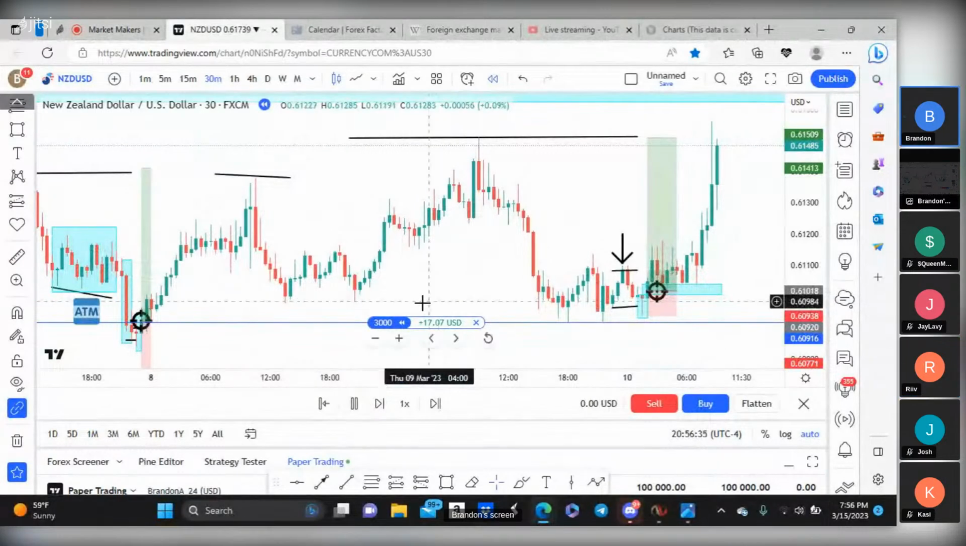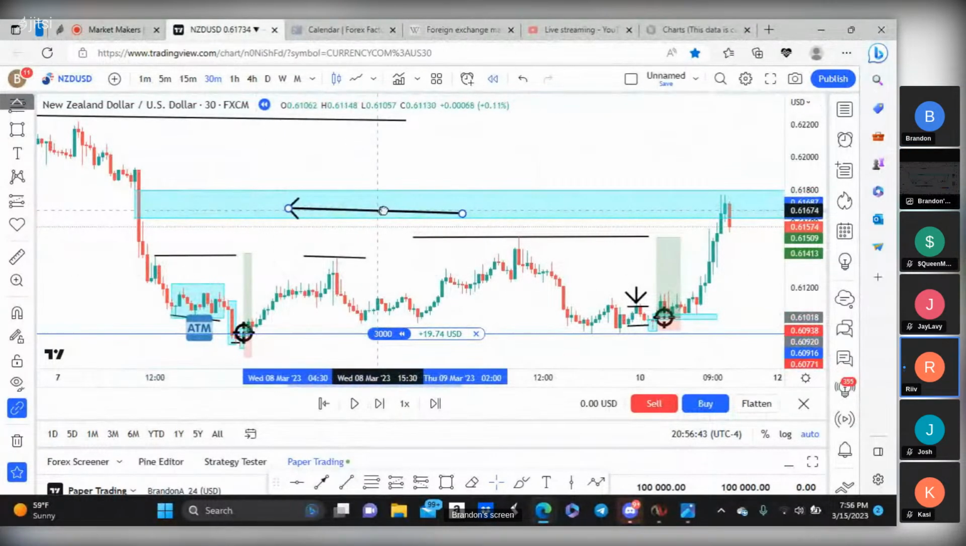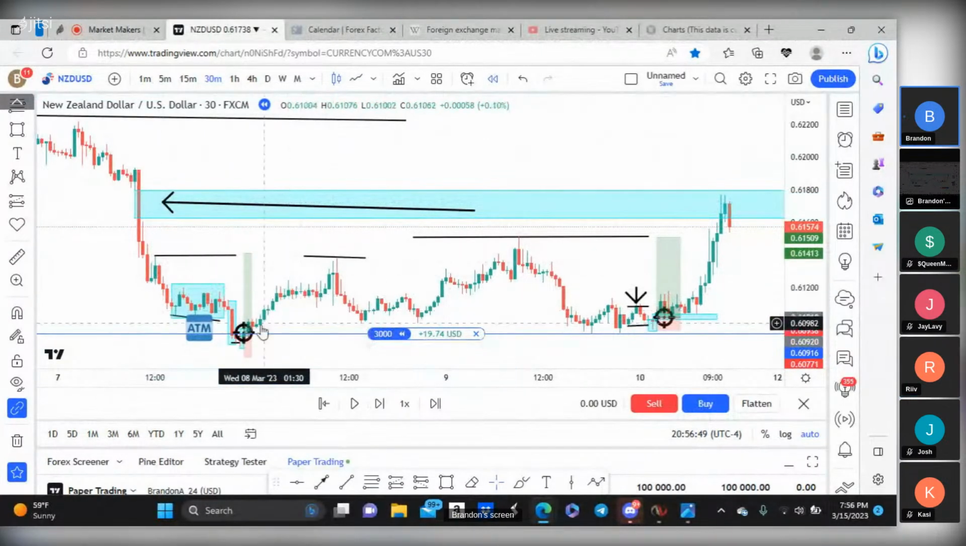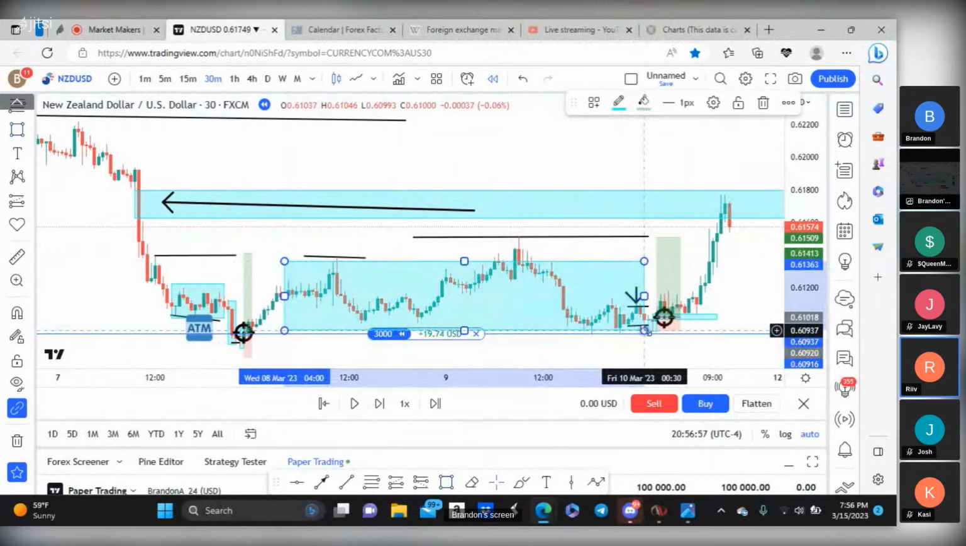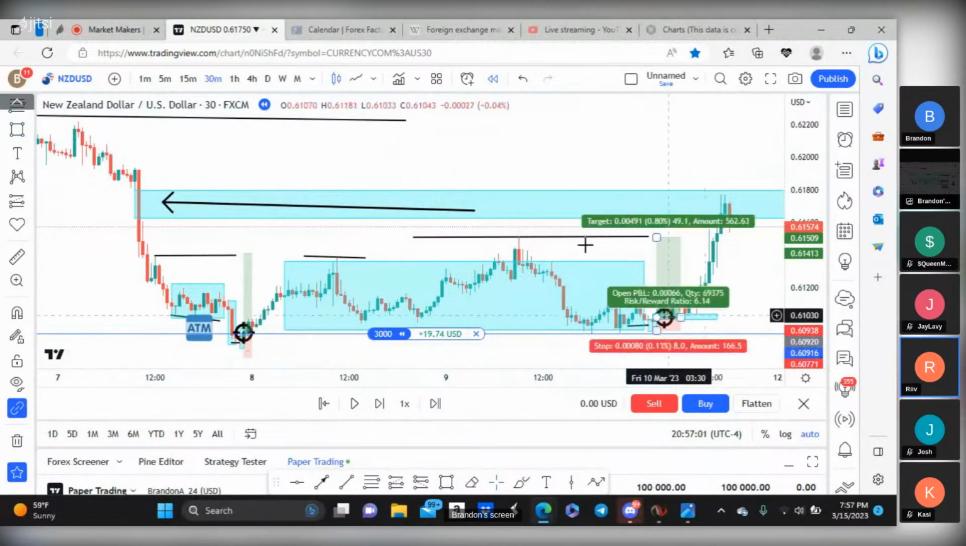Boom. Look, where did they go? Facts. Look all the way to it. I'm telling you, Brandon, they crooks, man. See that? Perfect to the T. And then you see we got this entry here. It never took us out, it just went sideways this whole time. It just consolidated and ranged like crazy.